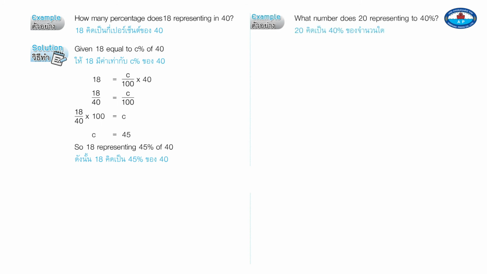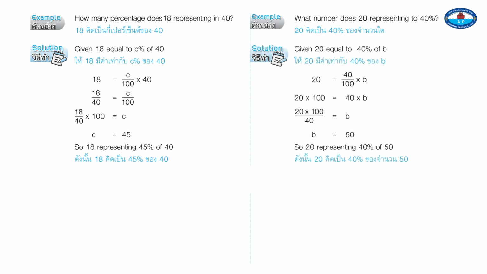Example, what number does 20 represent of 40%? Solution, given 20 equals 40% of B. 20 equals 40 over 100 times B. 20 times 100 equals 40 times B. 20 times 100 over 40 equals B. B equals 50. So 20 represents 40% of 50.